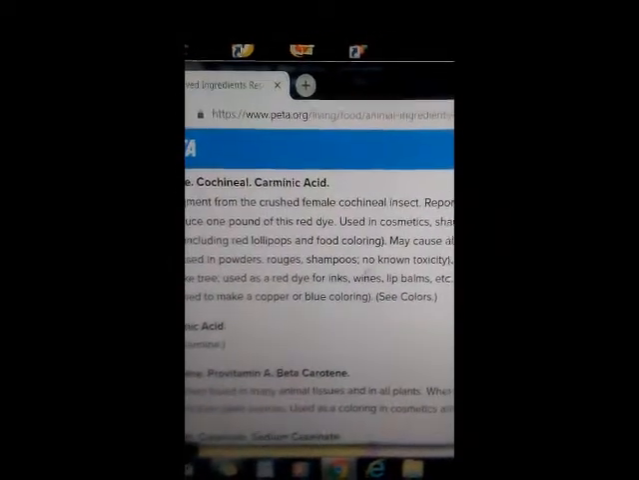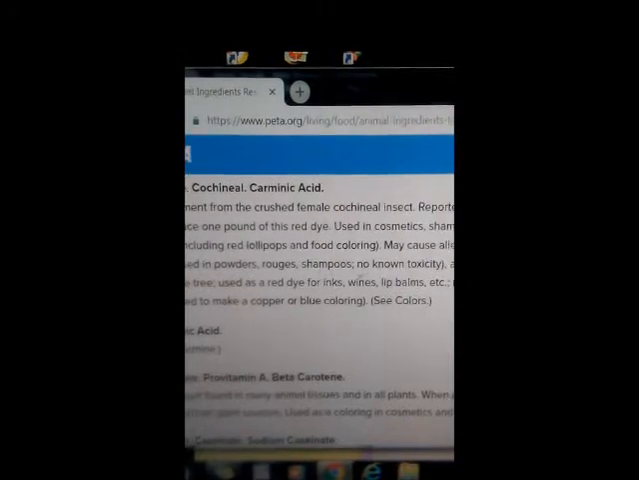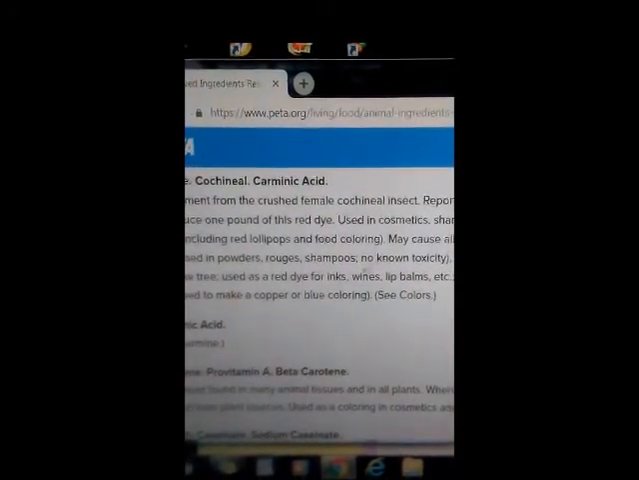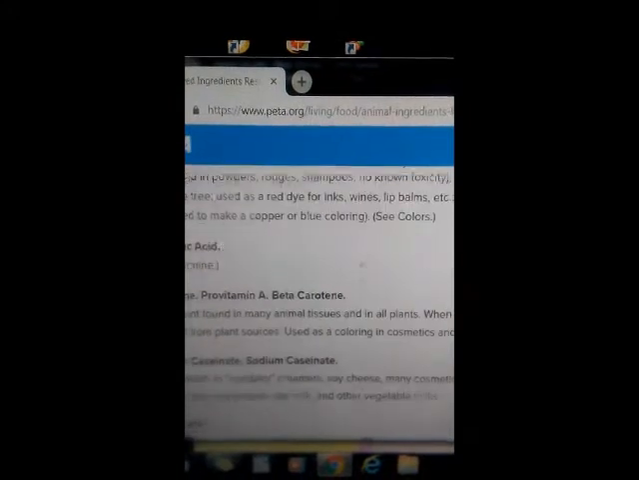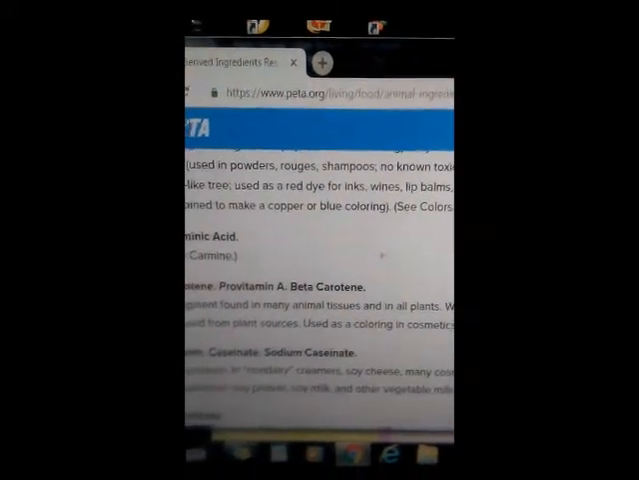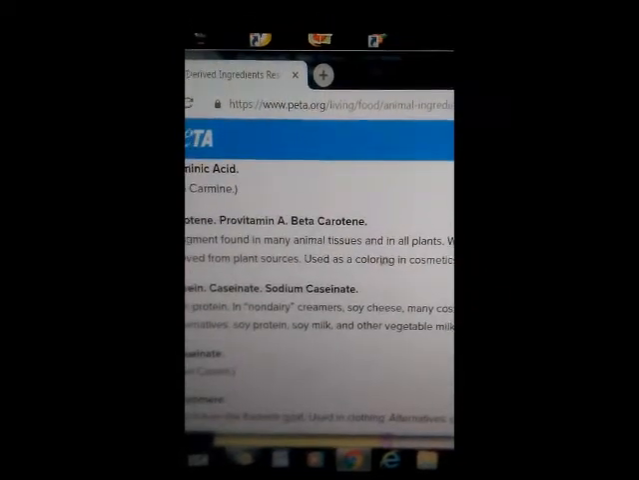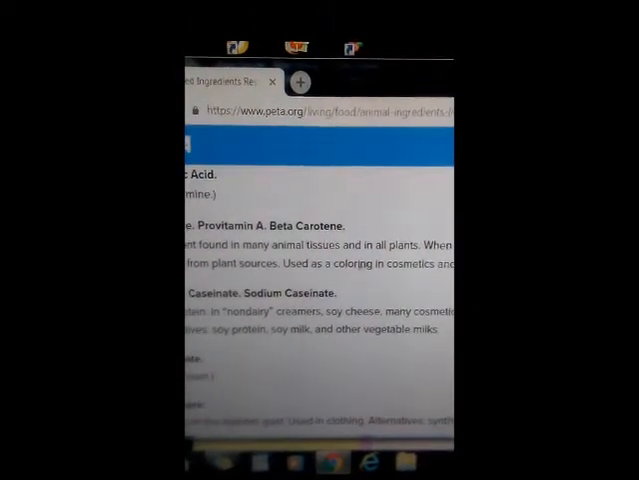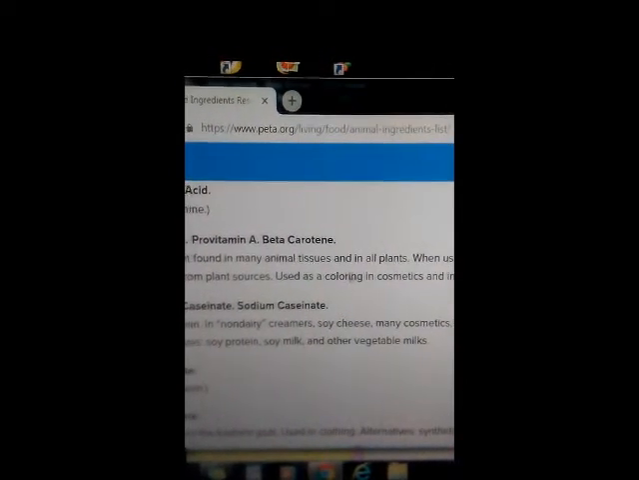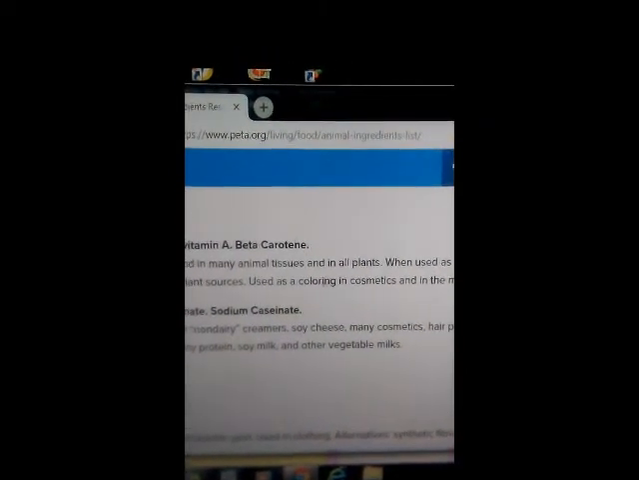And we have to go back to the food laws, because the food laws tell us what animals are okay to eat and what are unclean. So we have to be cautious of what animals we are dealing with in our products. You've got keratin, a pigment found in animal tissue and all plants, used in coloring and cosmetics and in the manufacture of vitamin A.